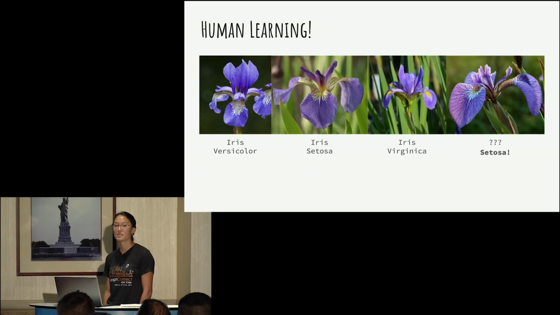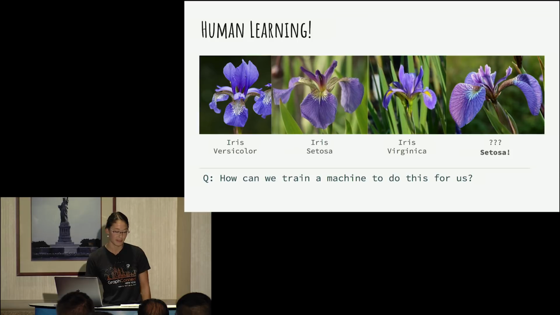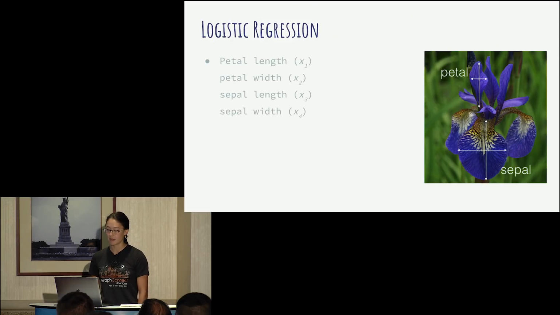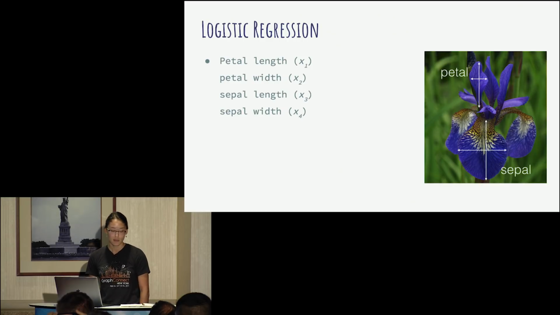So when it comes to asking the question, how can we train a machine to do this for us? We really need to start thinking about what quantitative differences in the flowers allowed us to classify the last image so quickly. And so the iris flower has two main features, which are the petal and sepal. So in this case, we want to identify each flower with 4 quantitative measurements, which are the 4 listed here.